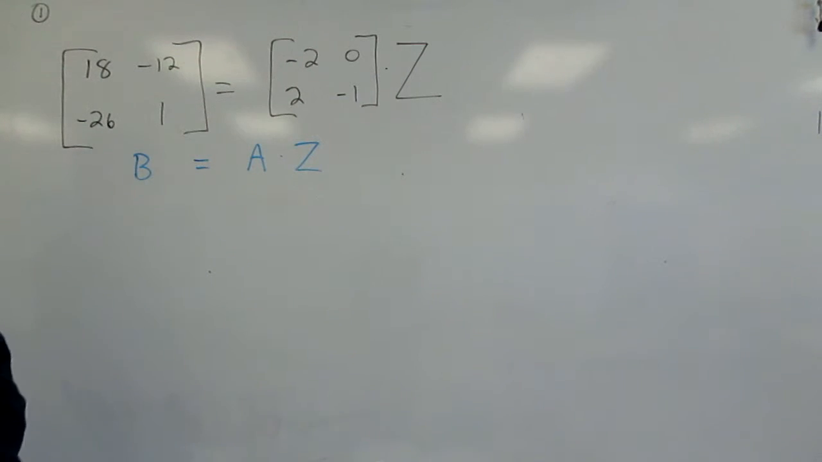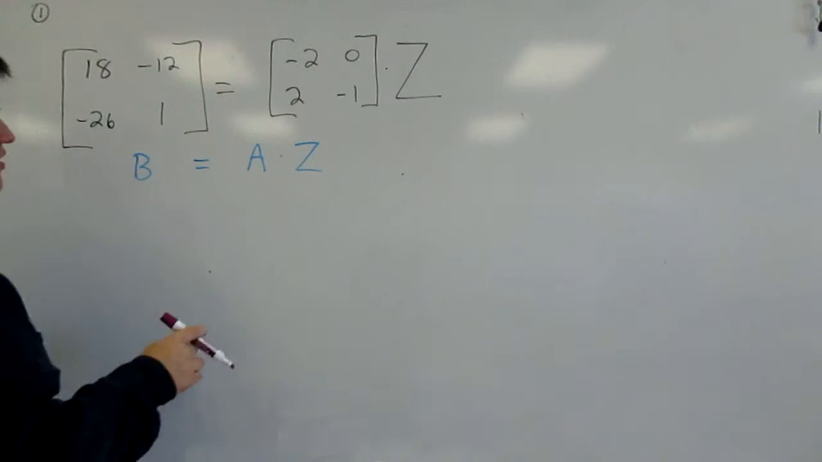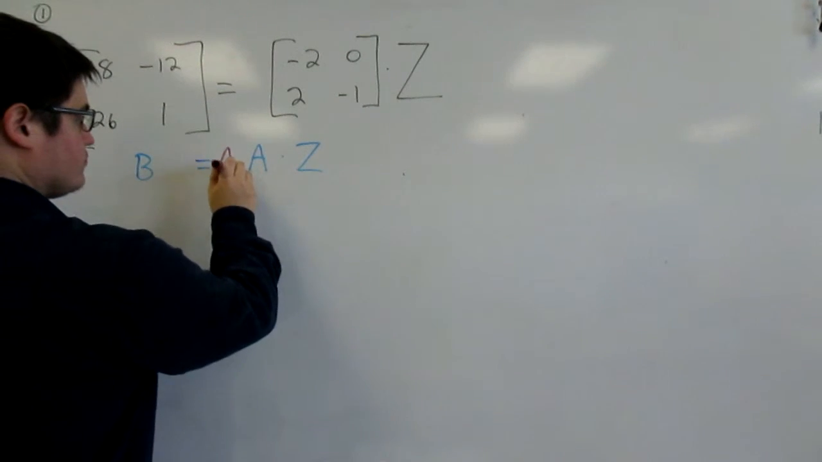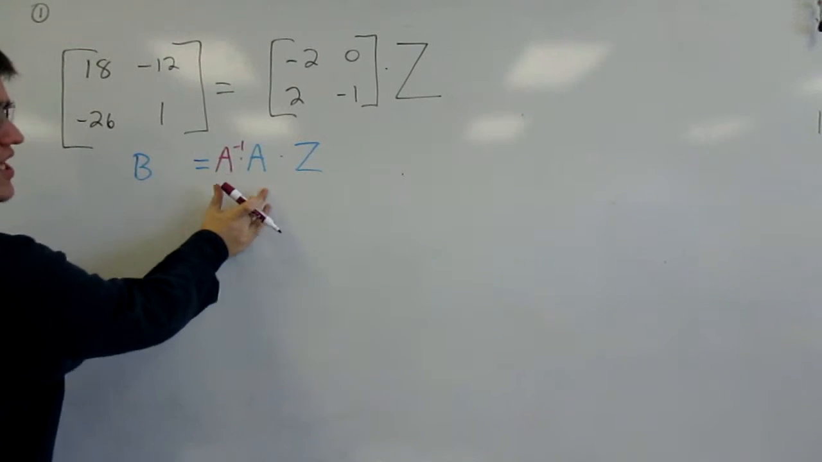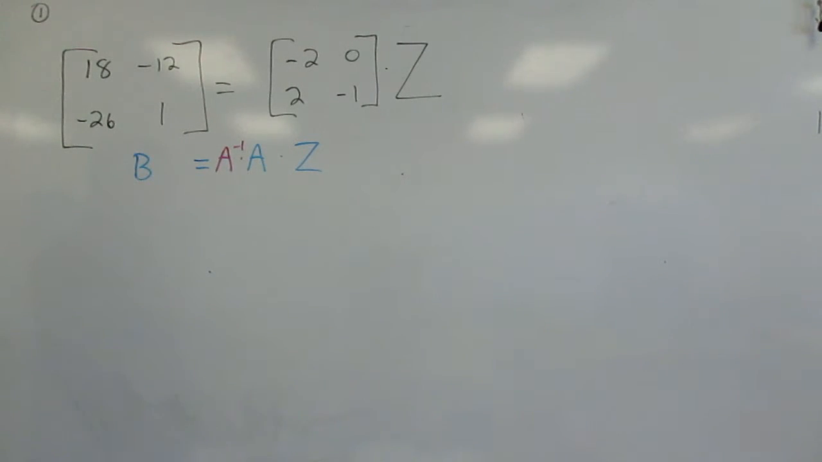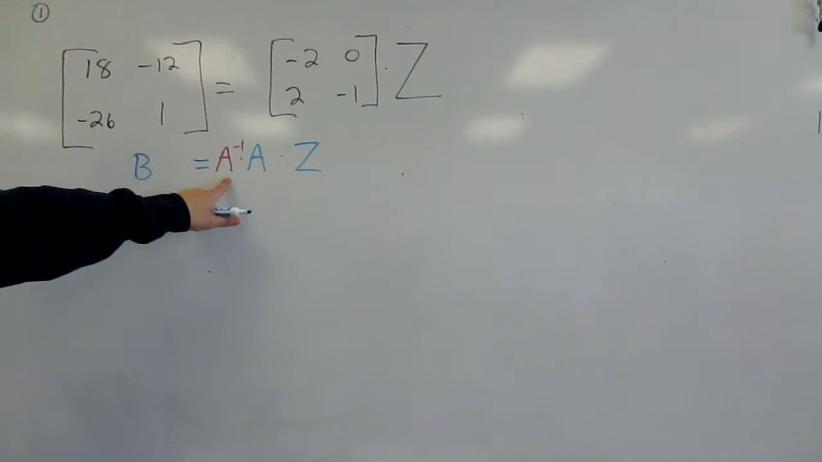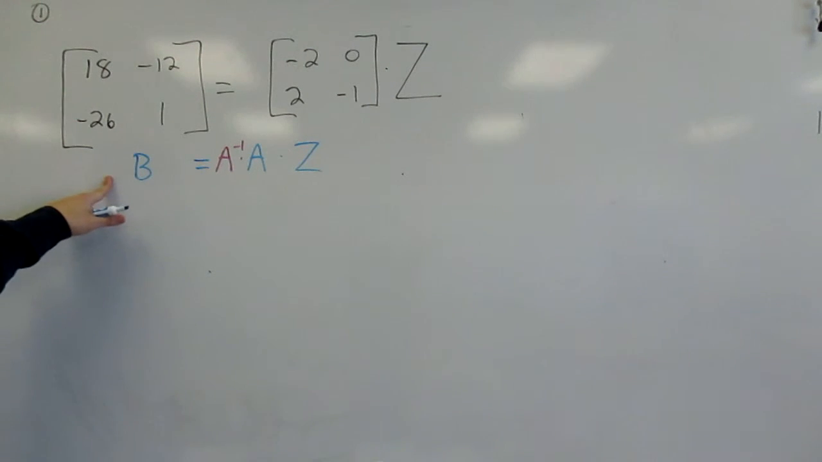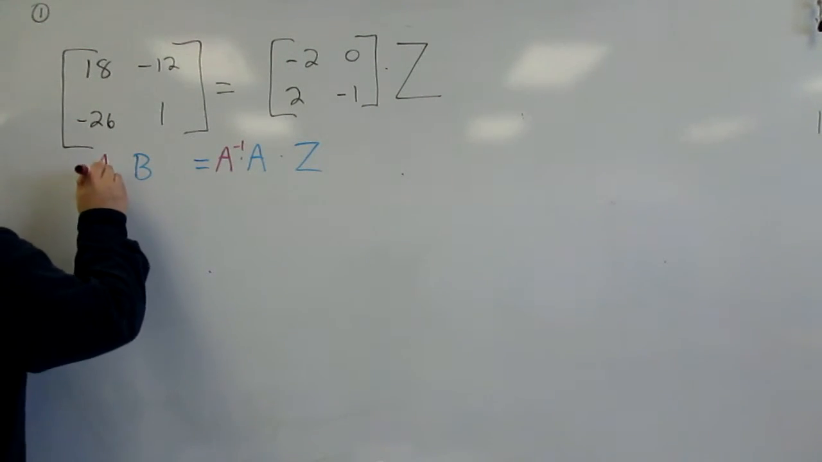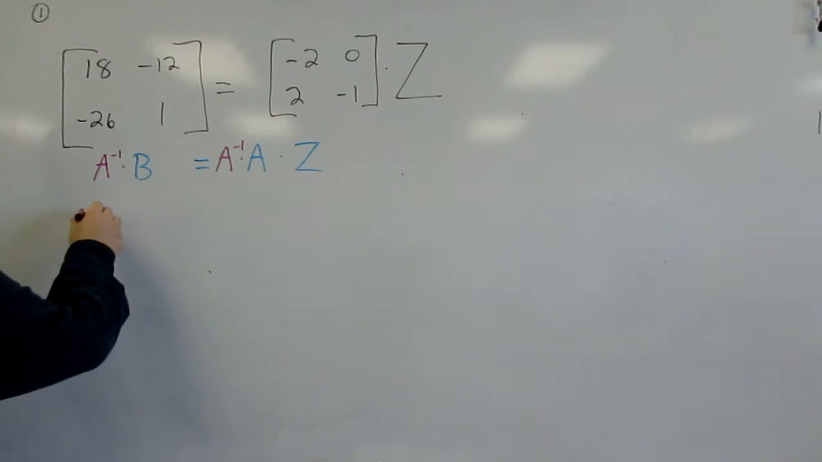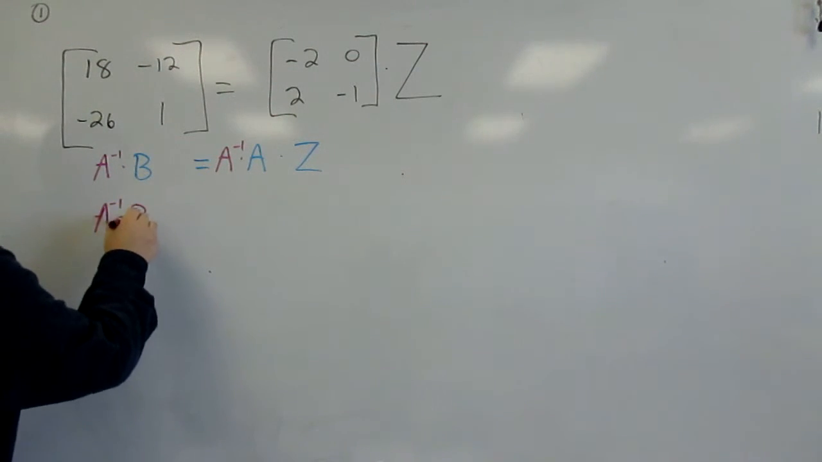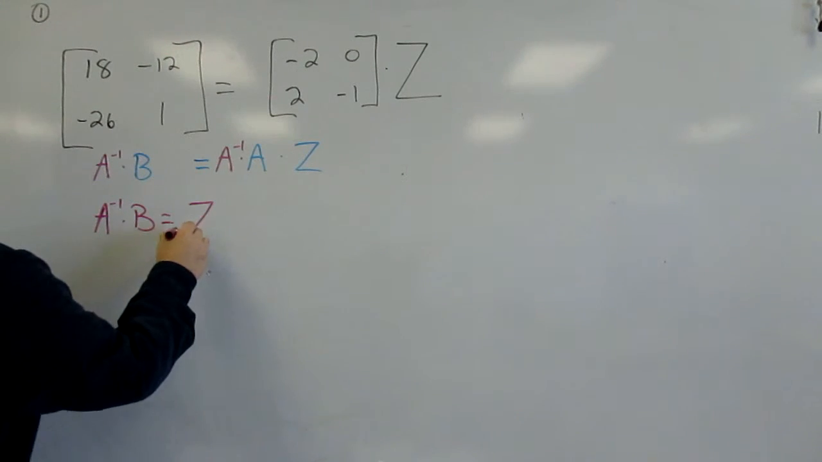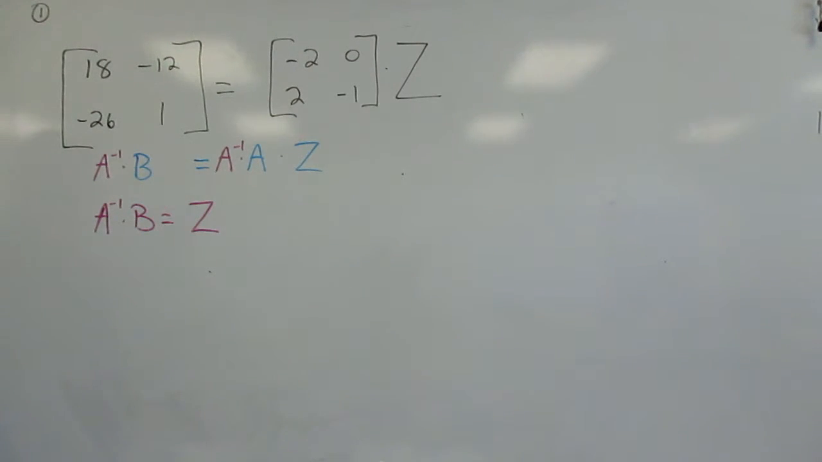Now we're trying to get Z by itself. So I'm going to multiply by the inverse of this matrix here. And remember, you have to multiply them like this in order to get that identity matrix. And since I multiplied on the left over here, I have to multiply on the left over here. So I know A inverse times B gives me that matrix Z. Okay, so let's find A inverse.